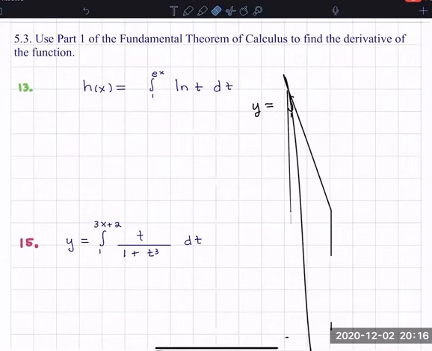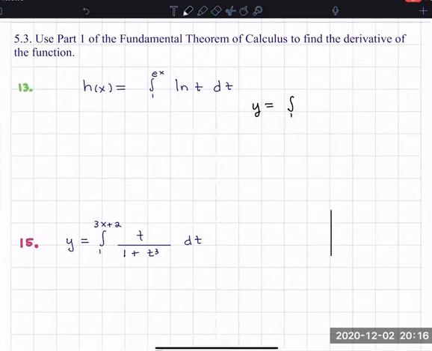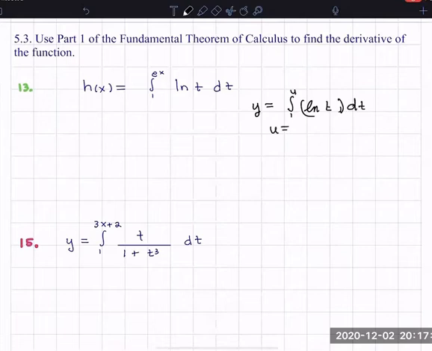Oh man, what happened there? Okay, 1 to u, ln t dt. So what I'm doing is I'm replacing this e to the x up here by u.